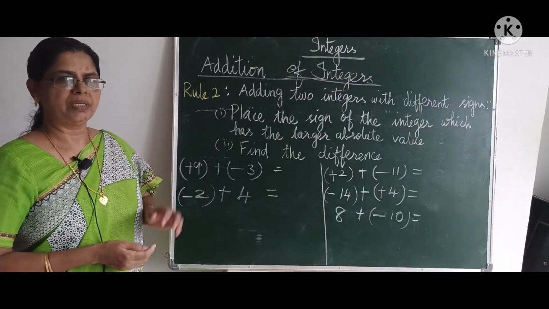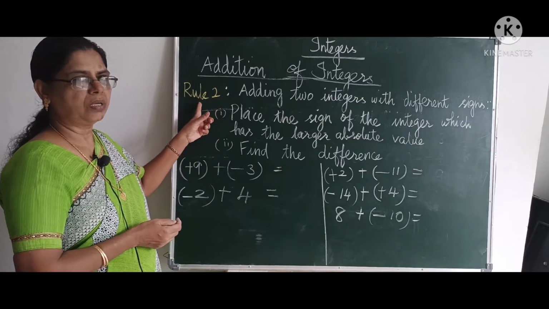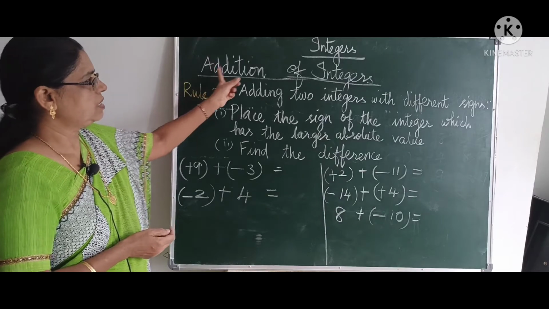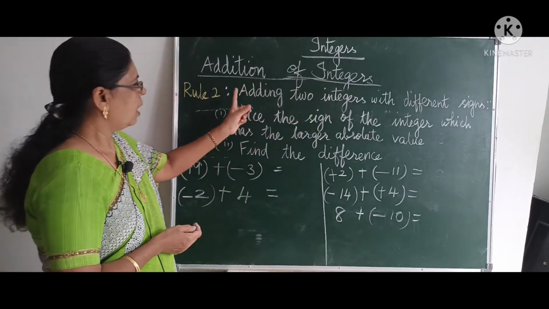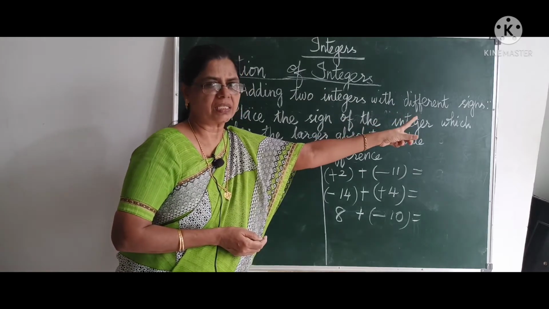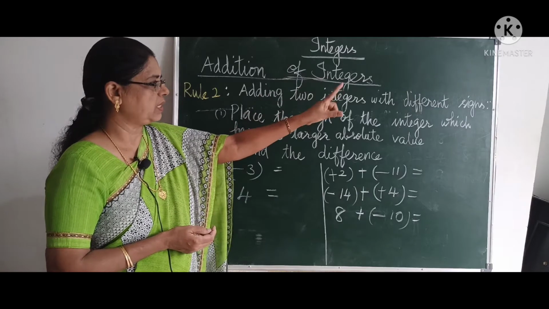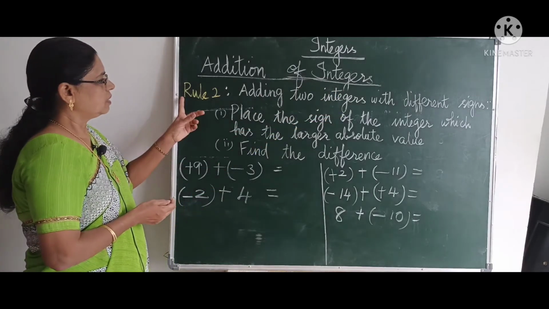Children, I hope you have understood the first rule. Now let us learn the second rule. Second rule in addition of integers: adding two integers with different signs. Now we are going to learn how to add two integers with different signs.